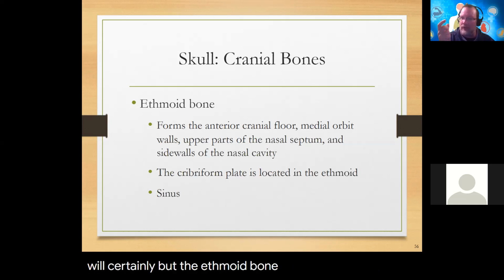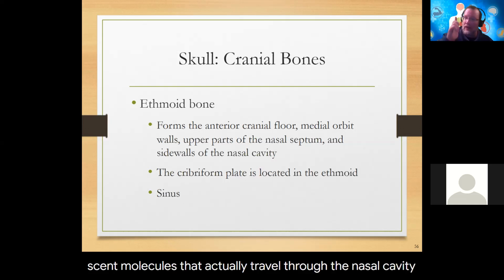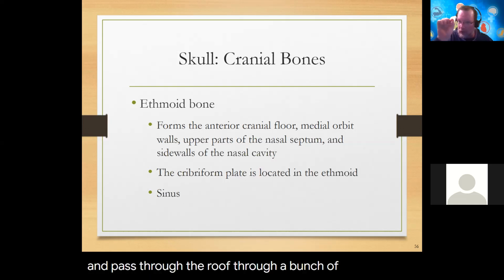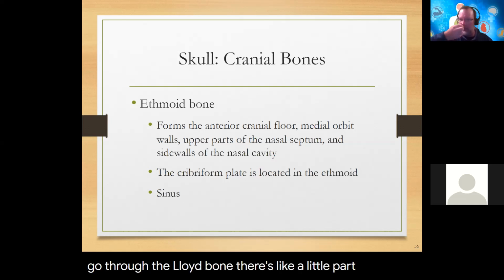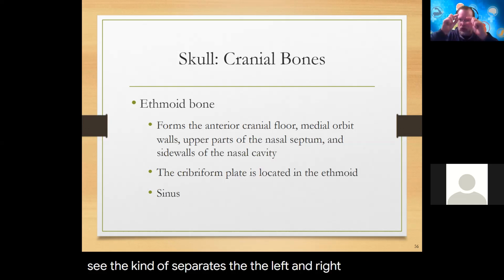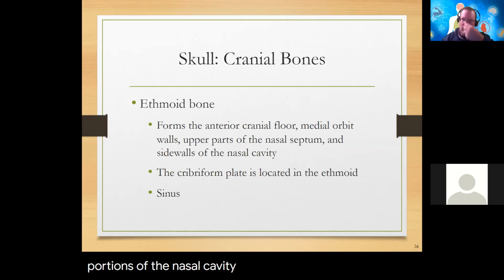But the ethmoid bone is very small. It's the roof or the ceiling of the nasal cavity, and it's an area where we see scent molecules. When you smell something, you're getting little tiny chemical molecules, or scent molecules, that travel through the nasal cavity and pass through the roof through a bunch of little perforations or holes, and those perforations go through the ethmoid bone. There's a little plate that separates the left and right upper portions of the nasal cavity. That's part of the ethmoid bone.